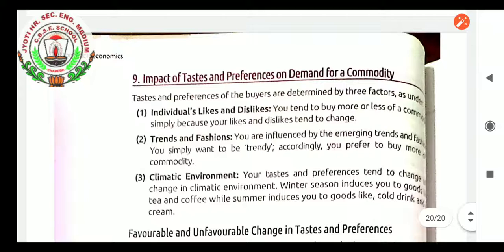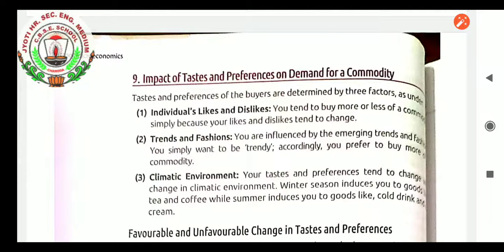Now some of the impacts are there, more about the last part of the chapter. Impact of taste and preference on demand for a commodity. When we see, students, taste and preference of the buyers are determined by three factors as under. Very first, individuals' likes and dislikes. You tend to buy more or less of a commodity simply because your likes and dislikes tend to change. Trends and fashion: you are influenced by the emerging trends and fashion. You simply want to be trendy. Accordingly, you prefer to buy more of such commodities.